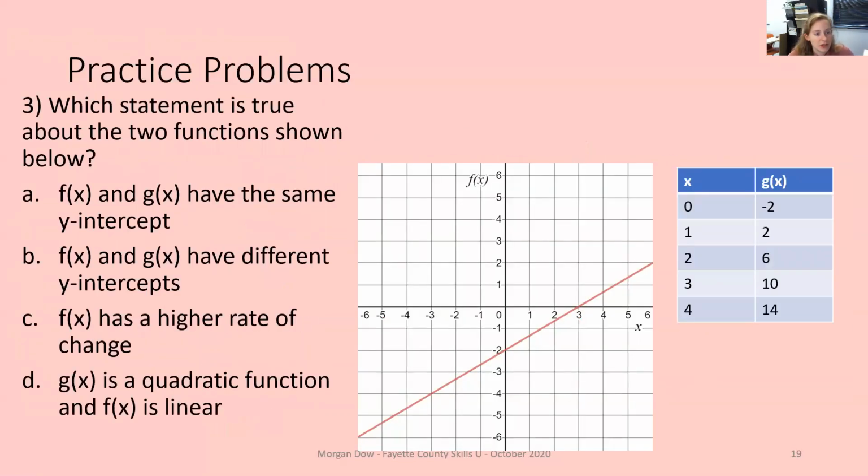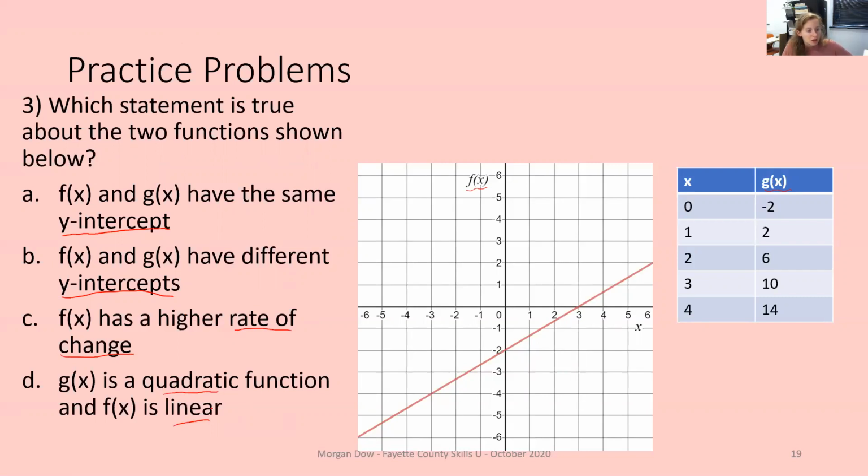All right, number 3, which statement is true about the 2 functions shown below? So I look at my functions, I see I've got a graph and I've got a table. The graph is f of x and the table is g of x. And then I'm going to look at my answer choices and see what they are talking about here so I know what to focus on. So I see we're talking about y-intercepts. We're talking about rate of change. We're talking about quadratic versus linear.